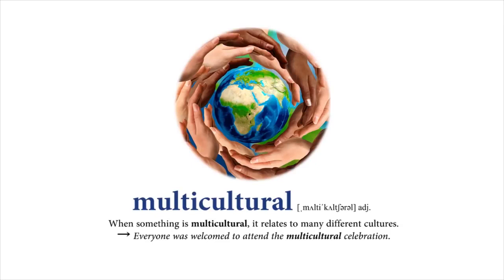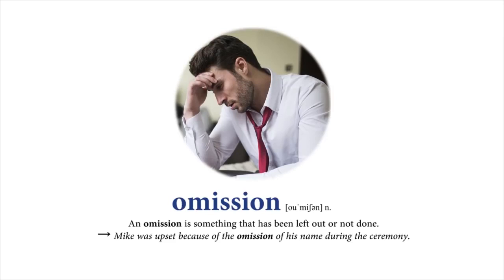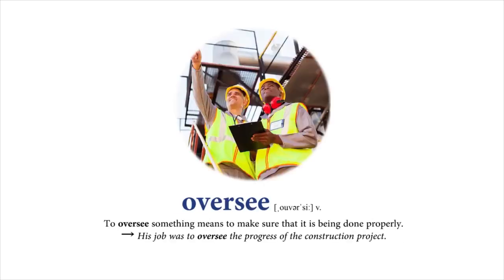Multicultural. When something is multicultural, it relates to many different cultures. Everyone was welcome to attend the multicultural celebration. Omission. An omission is something that has been left out or not done. Mike was upset because of the omission of his name during the ceremony. Oversee. To oversee something means to make sure that it is being done properly. His job was to oversee the progress of the construction project.